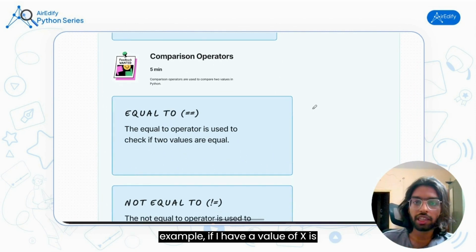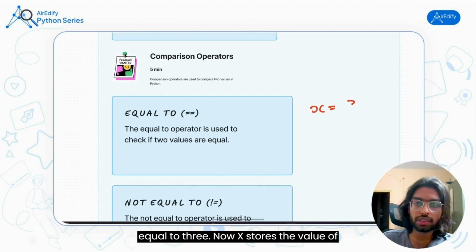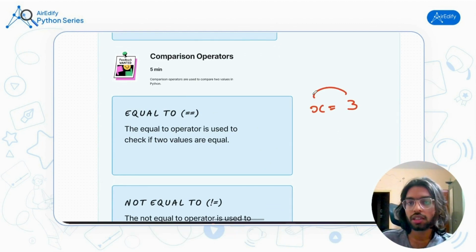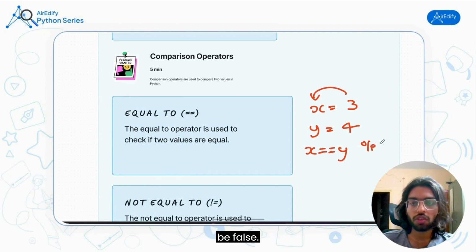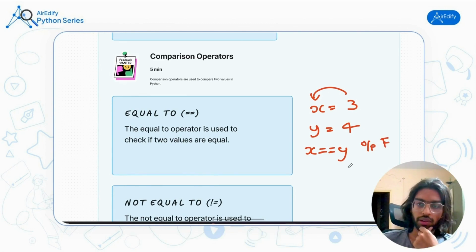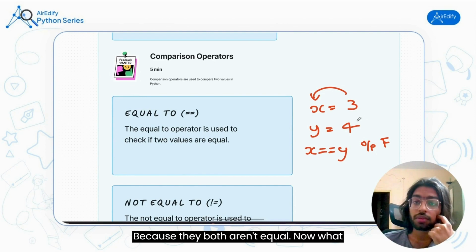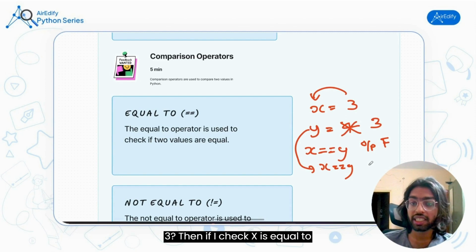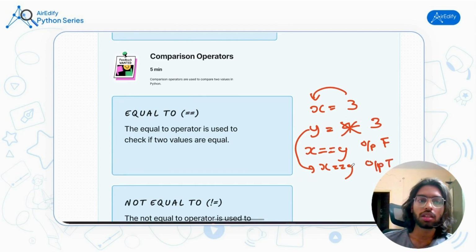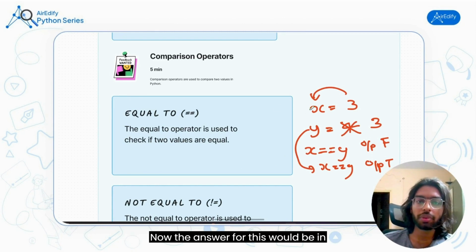For example, if I have a value of x is equal to 3, now x stores the value of 3, and we have the value of y is equal to 4. So when I do x is equal to y, the output would be false because they both aren't equal. Now, what if I store the value of y is equal to 3? Then if I check x is equal to y, the output would be true. Now, the answer for this would be in Boolean.